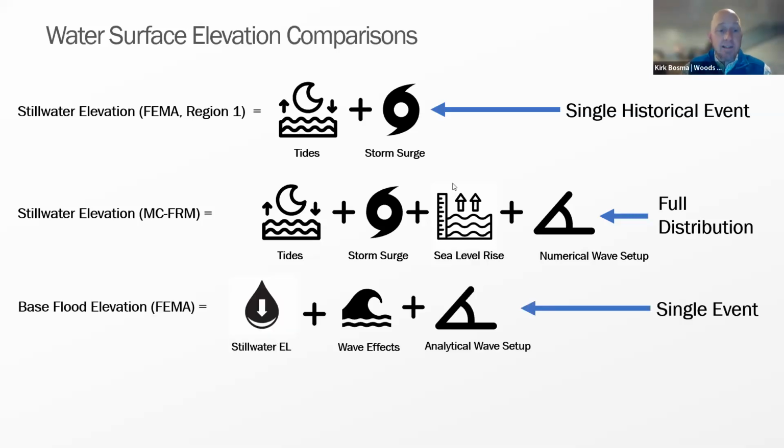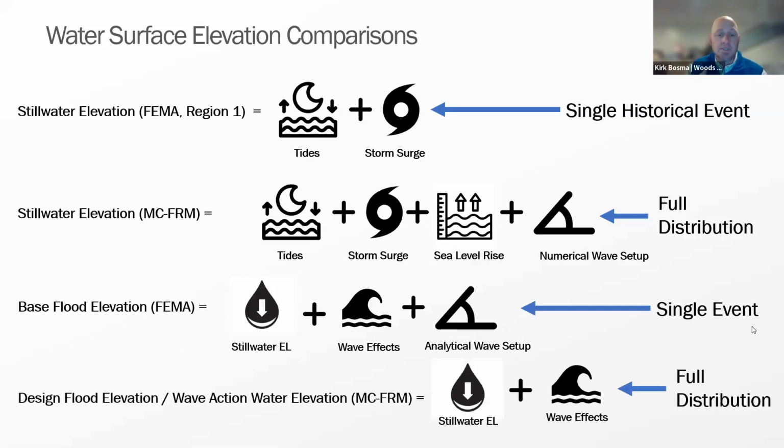So then when you go to base flood elevation, which is what they put on the maps, right, then they take the still water elevation, which was up here, they add their wave effects along a single transect, remember, and then they analytically calculate wave setup in region 1. So that's their base flood elevation. So it includes the effects of waves. And again, that's just based on that single event. MC-FRM, when you get to that design flood elevation or wave action water elevation, has the still water elevation and then plus wave effects. And again, that's that full distribution of potential storms to get to that particular distribution level.